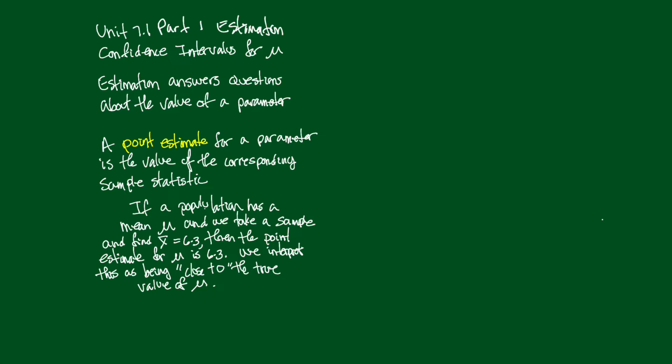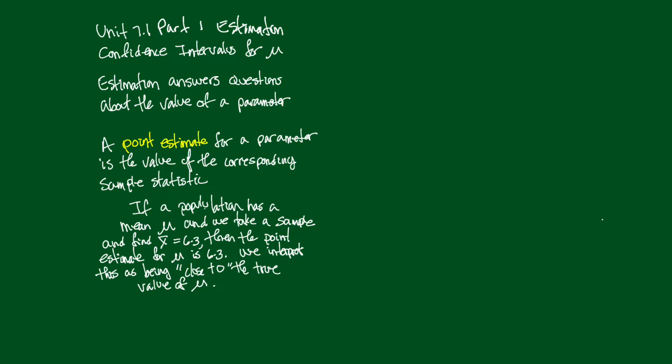So we might want to know, what is the value of the population mean? What is the value of the population proportion? Something like that. So let's start off here with a point estimate. A point estimate for a parameter, like a point estimate for the mean or for a proportion, is simply the value of the corresponding sample statistic.